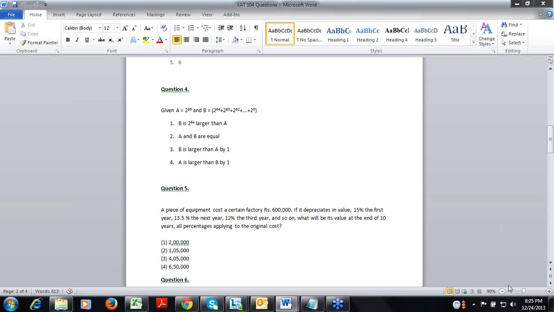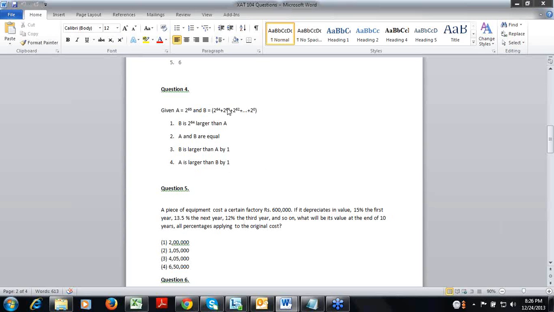Okay, people, time is up. So we'll go ahead with review of question number 4 to 6. So question number 4, what it essentially is a GP question. Given A is equal to 2 to the power 65, B is equal to 2 to the power 64 plus 2 to the power 63 till 2 to the power 0. So now we have been given 4 options: B is 2 to the power 64 larger than A, A and B are equal, B is larger than A by 1, A is larger than B by 1.